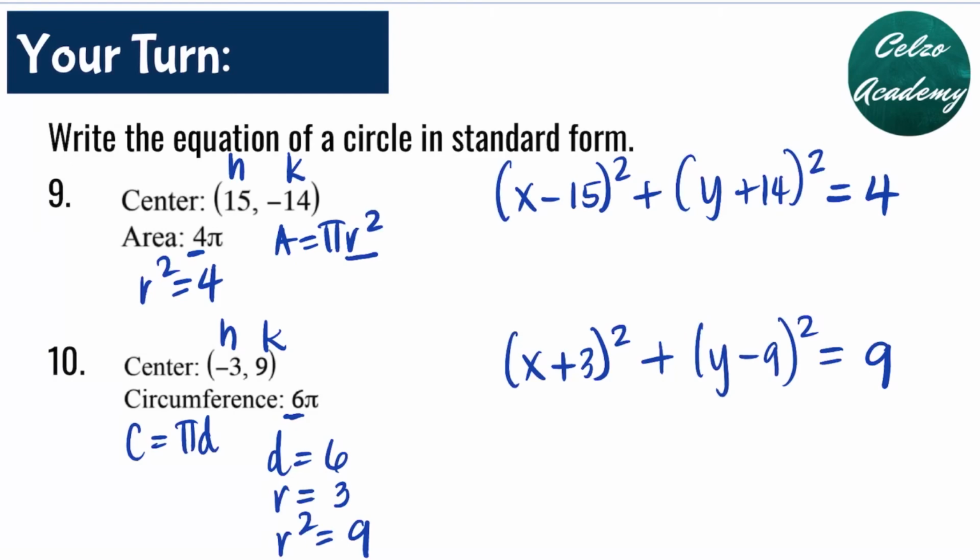So in writing the equation of a circle in standard form, you need to identify the center and the value of r squared. Once you have this information, you can simply substitute the h, k, and r squared into the standard form.